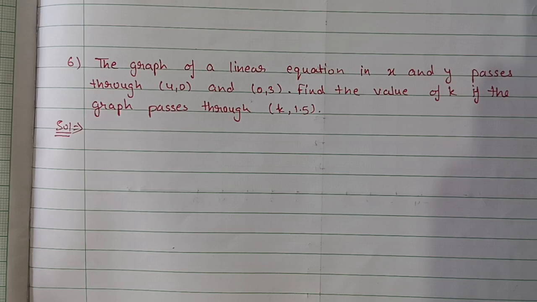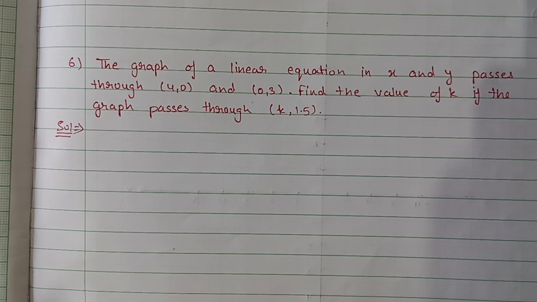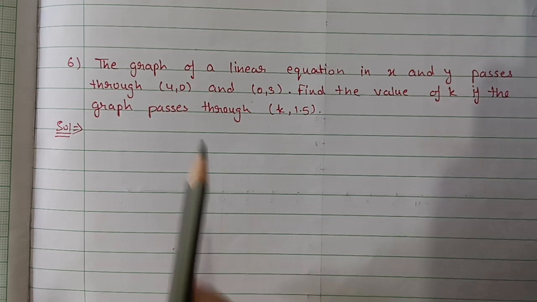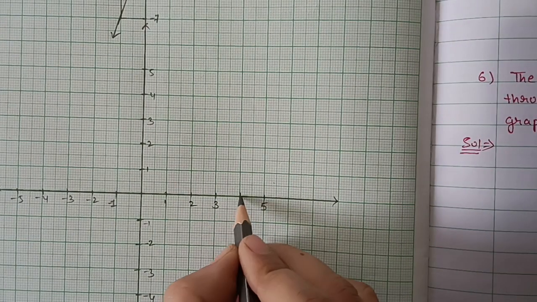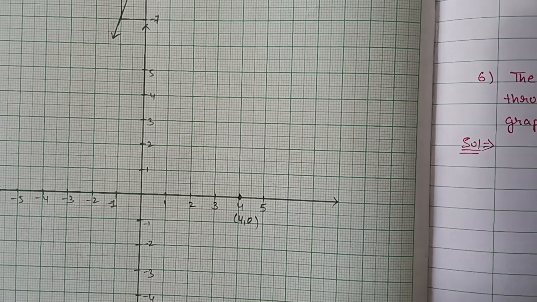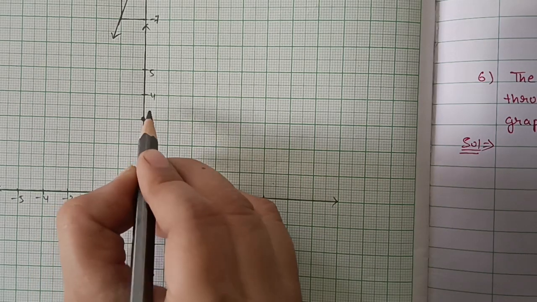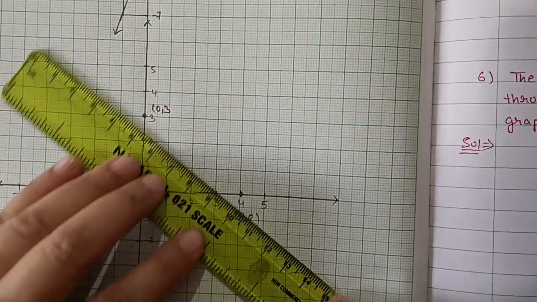Next we have question number 6. The graph of a linear equation in x and y passes through 4, 0 and 0, 3. Find the value of k if the graph passes through k, 1.5. So first these 2 points we will plot. First point is 4, 0, this one. And second point is 0, 3. This is the second point. Now we will join this.